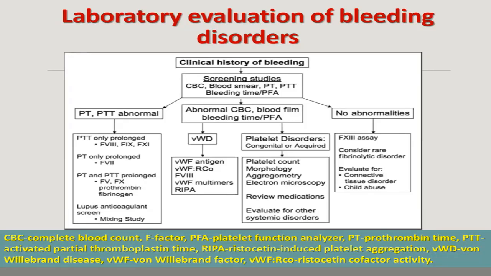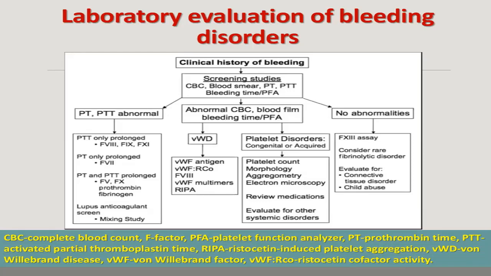Other causes for abnormal PT and PTT are the presence of lupus anticoagulant or the presence of inhibitors. In this case, we should do a lupus anticoagulant screen and a mixing study. If there are no abnormalities in the screening tests, on the right side, then this indicates either factor 13 deficiency, which needs a specific test for its diagnosis, and we should also consider rare fibrinolytic disorders and evaluate for connective tissue disorder or child abuse.